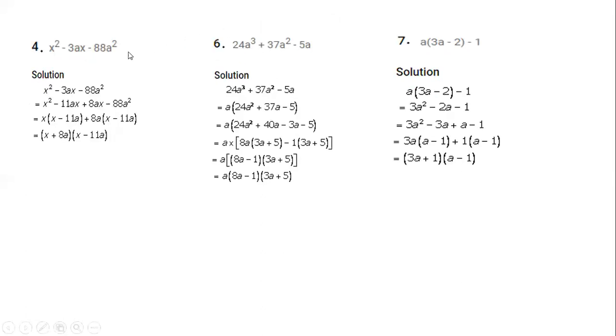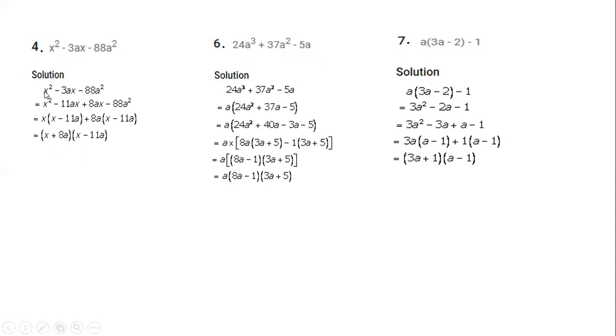Come to the question number 4. Here we have x square minus 3ax minus 88a square. Now it's up to you people. If you want to take it as a quadratic in x, then this is ax square minus bx minus c, where the value of c is minus 88a square. But if you want to take it as a quadratic trinomial in a, then you can take this one as minus 88a square, and consider this one as ax square, bx or constant term. Here I am going to take this expression as quadratic in x.